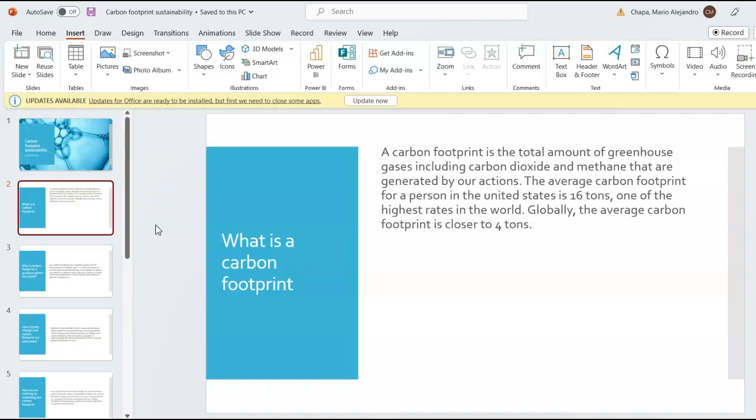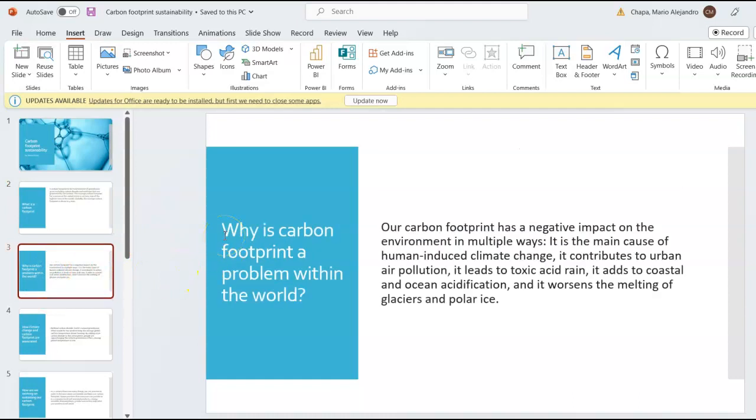A carbon footprint is the total amount of greenhouse gases, including carbon dioxide and methane, that are generated by our actions. The average carbon footprint for a person in the United States is 16 tons, one of the highest rates in the world. Globally, the average carbon footprint is closer to 4 tons.